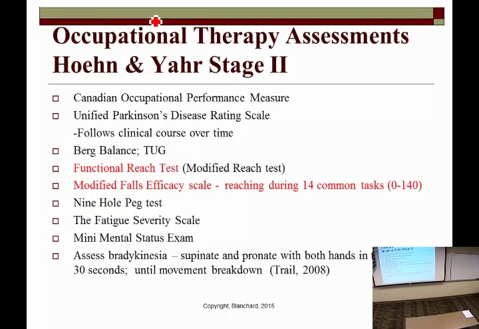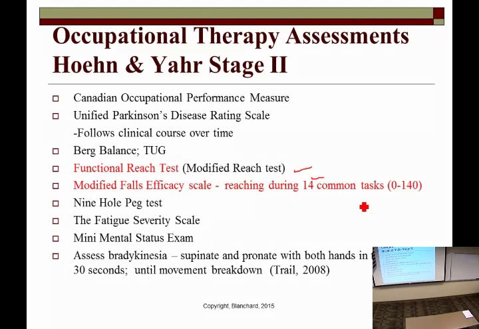With stage 2, we're also going to be looking at, and I just highlighted a couple of these. Sure, we're going to do a balance test, but we're going to look at the functional reach test and the modified falls efficacy scale. The modified falls efficacy scale is tied to being able to reach for items in your environment. And they will report, you know what, from 0 to 140, some people may feel like they're a score of 10.